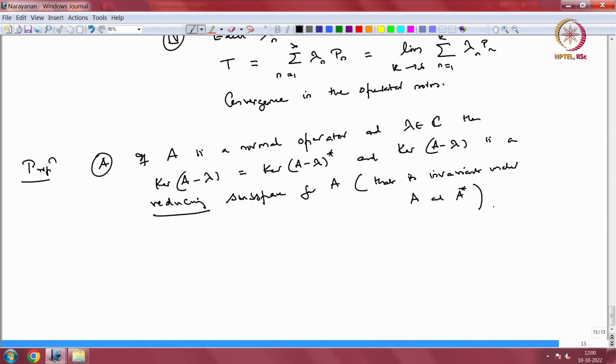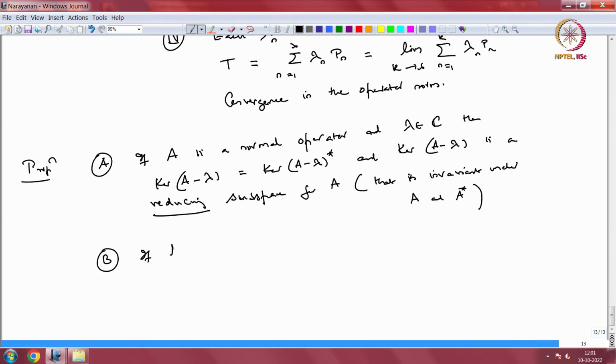If you remember, the first step in the finite dimensional spectral theorem was we looked at an eigenvector v 1 and then showed that A v 1 equal to lambda 1 v 1 implies A star v 1 equal to lambda 1 bar v 1. That is precisely what is written here. And so the orthogonal complement of the space becomes invariant under A and A star. That is precisely the reducing property.